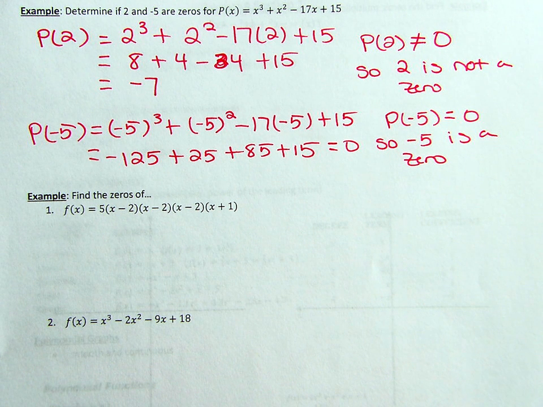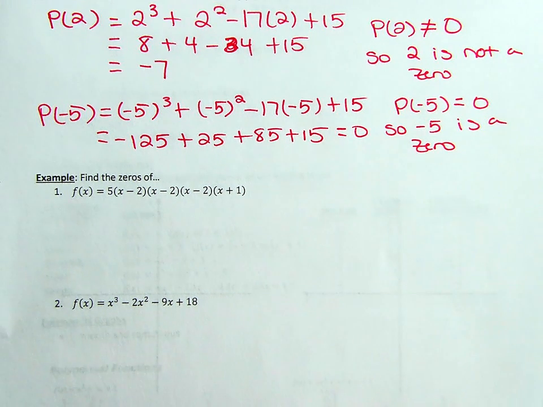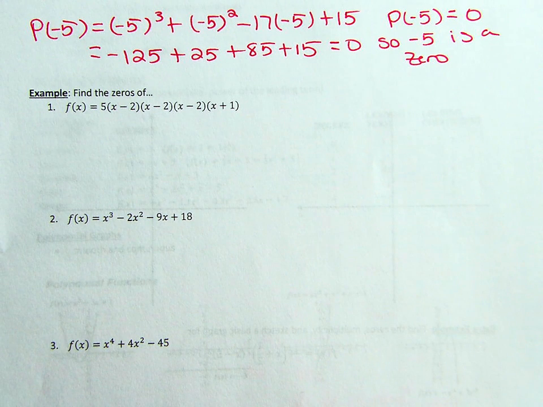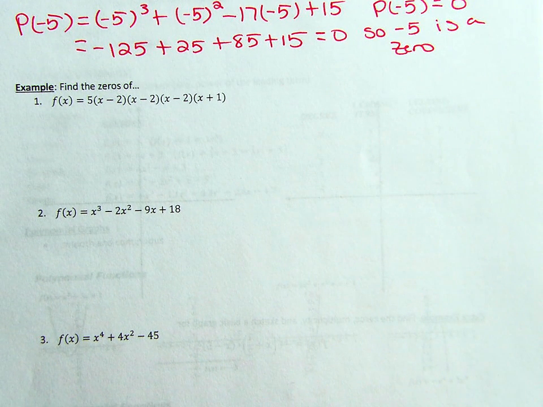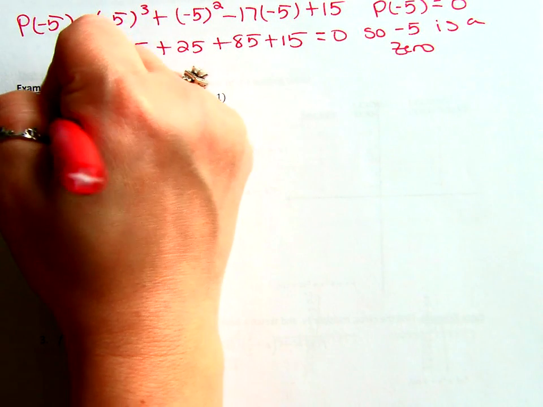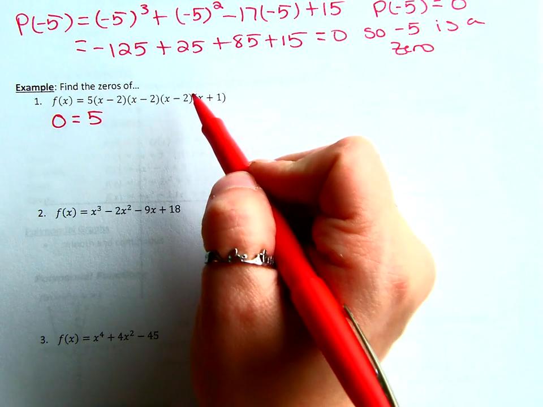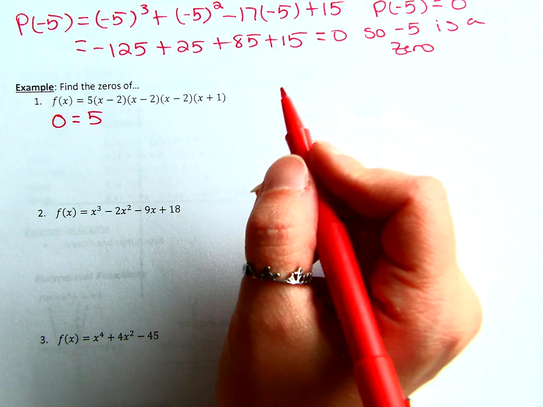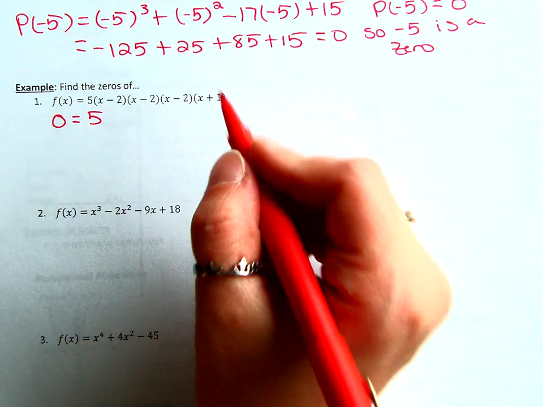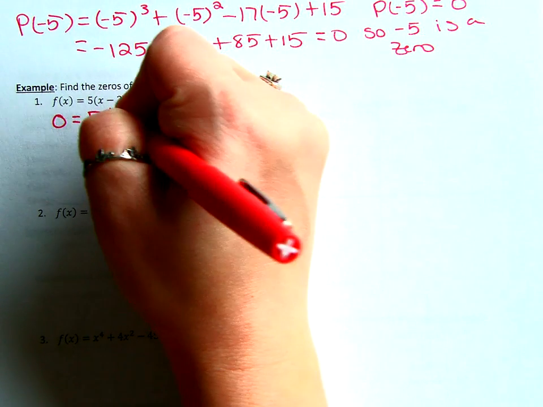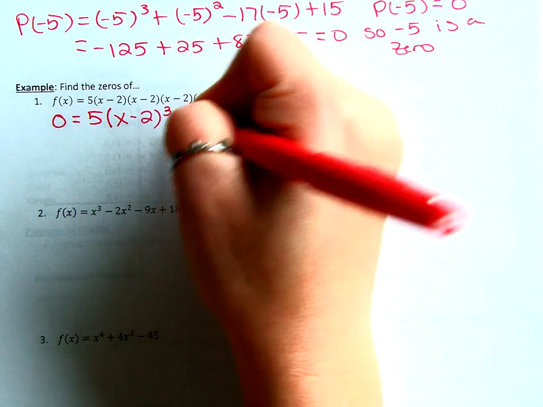Okay. So what if we have to actually do the finding of the zeros? That's what we're going to do in the next couple examples. And luckily, the first one was really nice because they already factored it all for us. If we're trying to find out the zeros, what we're going to do is set our function equal to 0. Now, notice on this first one, we have x minus 2 times x minus 2 times x minus 2 times x plus 1. Is there a way that we can shorten that x minus 2, x minus 2, x minus 2? Yeah, x minus 2 to the 3rd. I don't want to write that 3 times.